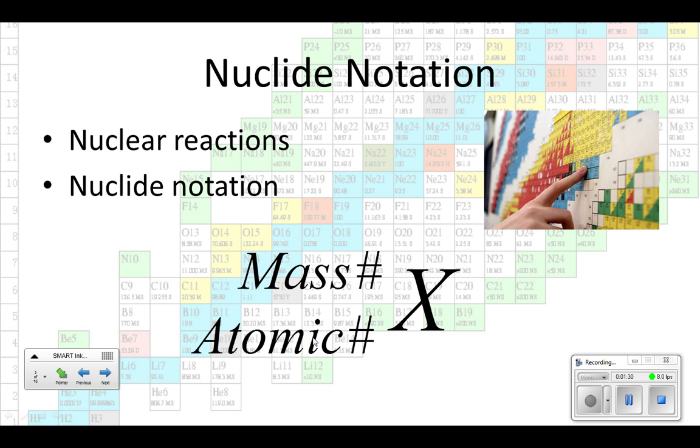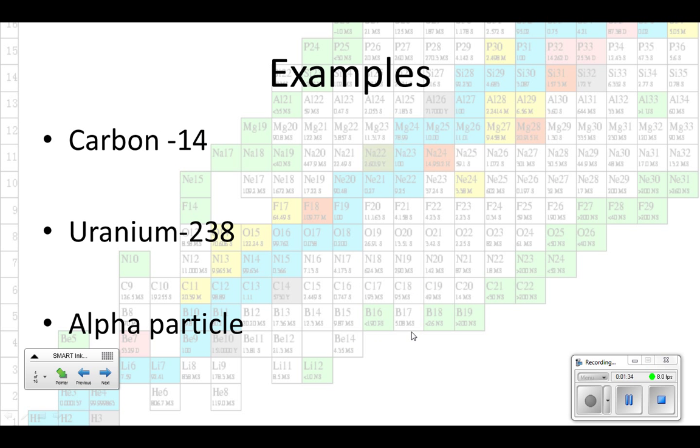So those two pieces of information tell us what we need to know about this nucleus of this element X. All right, so let's do a couple of examples. So I'm going to go to the board here. These examples are going to be a couple of relatively common nuclear or radioactive elements.